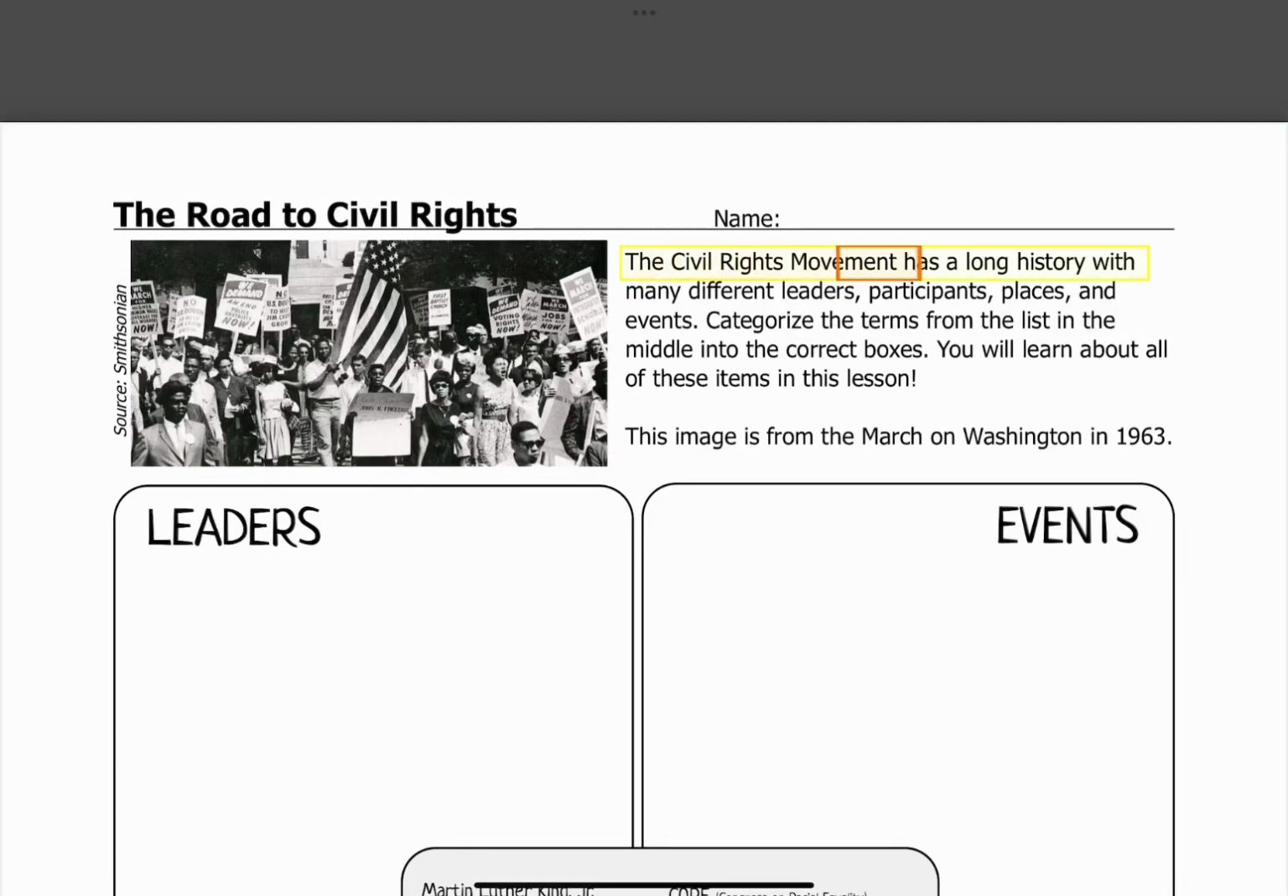The civil rights movement has a long history with many different leaders, participants, places, and events. Categorize the terms from the list in the middle into the correct boxes. You will learn about all of these items in this lesson. This image is from the March on Washington in 1963.